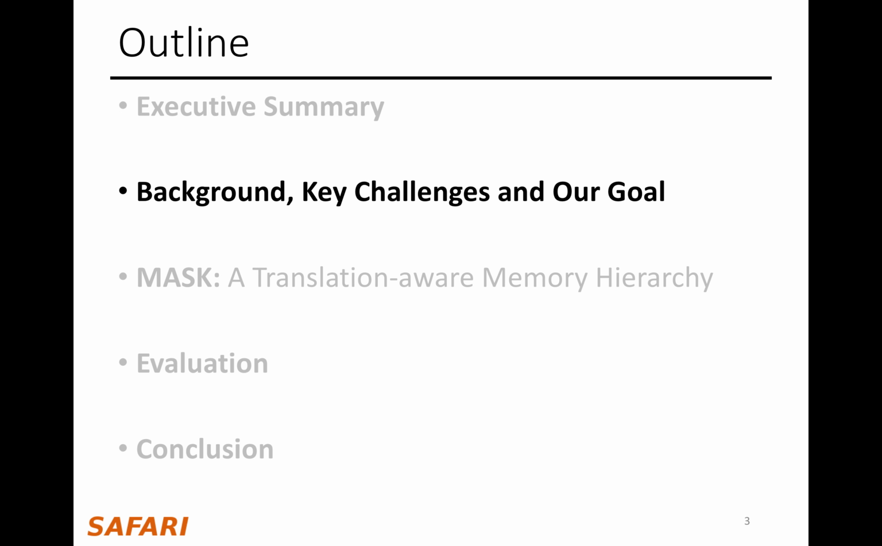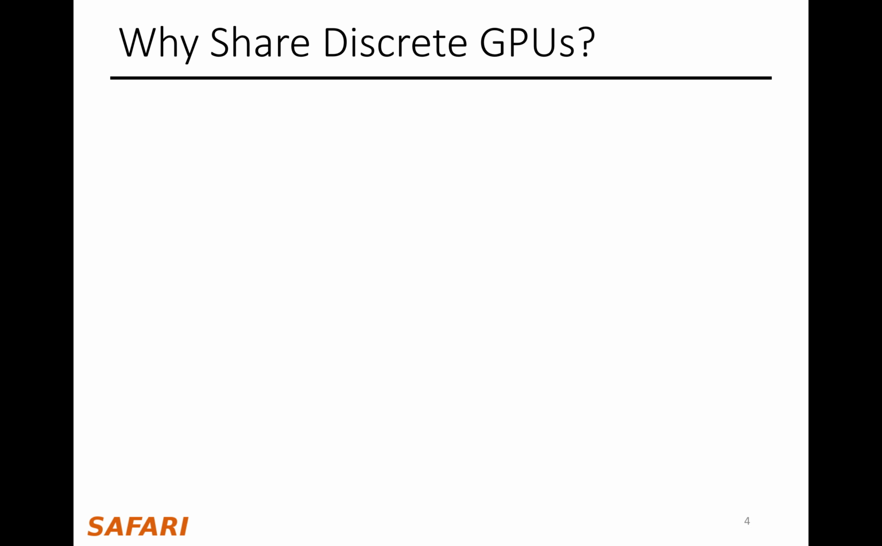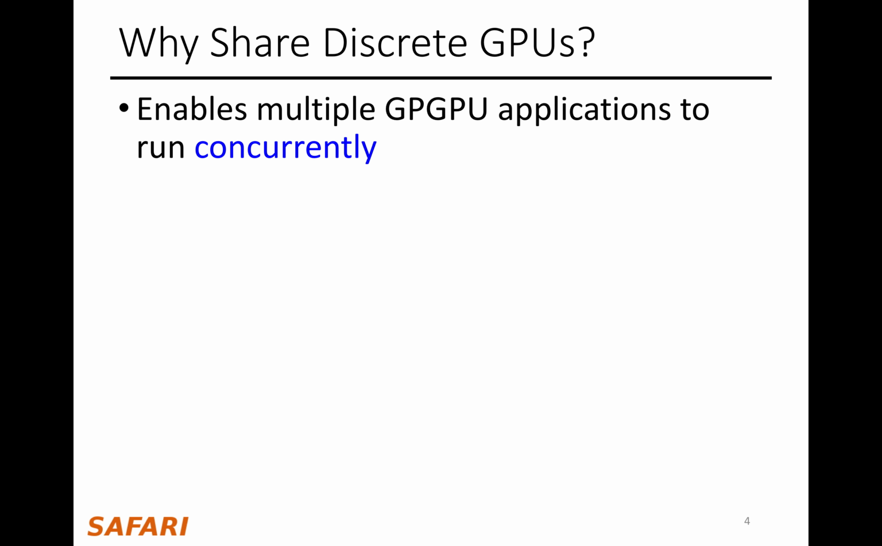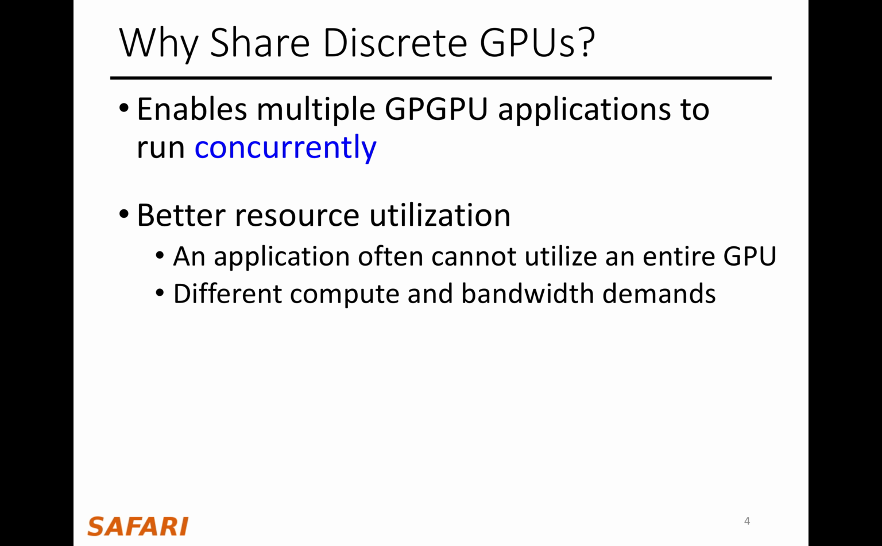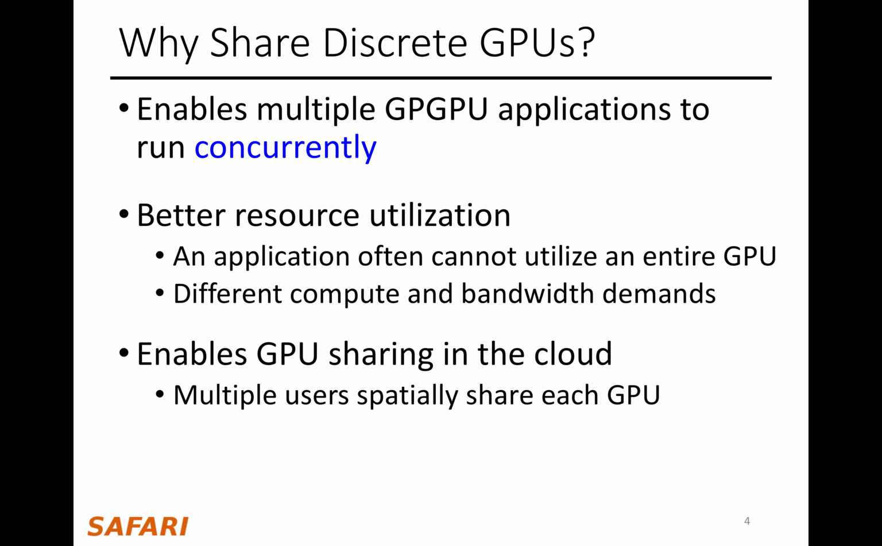And now I'll go into the background materials, key challenges, and our goal. First, let me begin by explaining why you want to share discrete GPUs. When you share discrete GPUs among multiple applications, this allows them to run concurrently and better utilize resources. Because when you're running an application alone, oftentimes they cannot utilize an entire GPU because different applications have different compute and bandwidth demand. So letting them run concurrently allows them to utilize every single resource that the GPU has available.